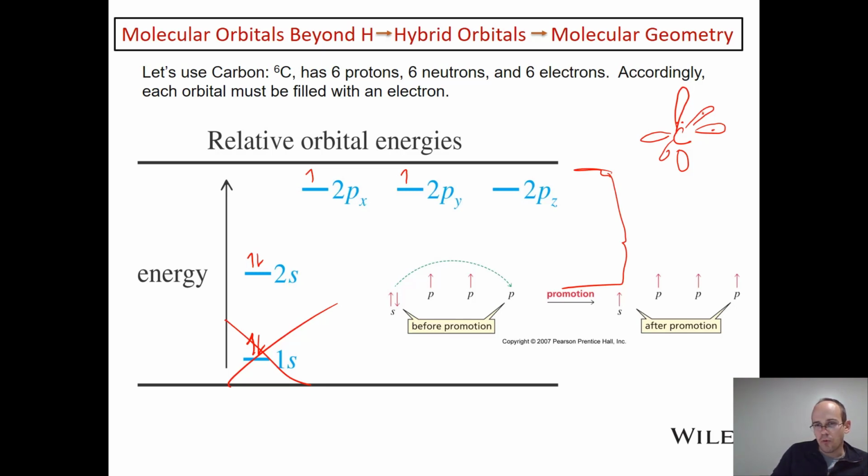That doesn't give me 4 places to bond to a carbon. That doesn't give me a carbon that can have 4 bonds. These two are already paired. They're not going to pair up and bond. These two can pair up and bond. There's 2 bonds.